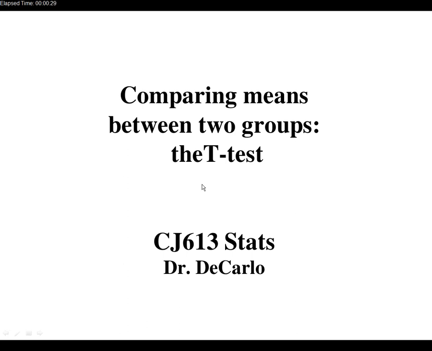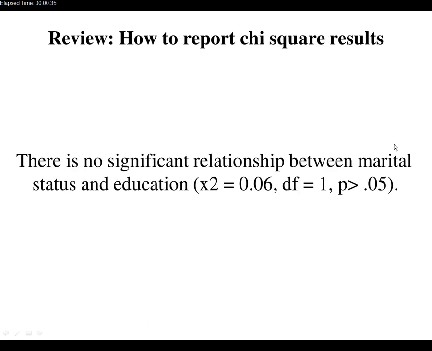So let's go ahead and take a look at just a review. I want to look at a little review from last week because we were talking about chi-square, and some of the people in class had a little issue on how to report chi-square results. And this is how. Basically, say there is a significant relationship between marital status and education. Chi-square equals 0.06. The degree of freedom, again, is equal to 1, and P is less than 0.05. So pop over again to part 1.